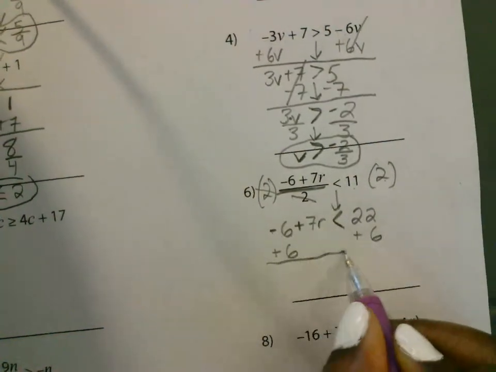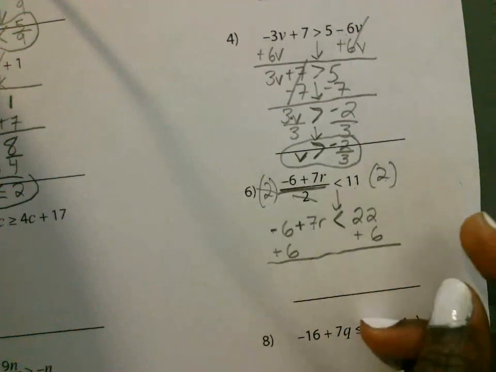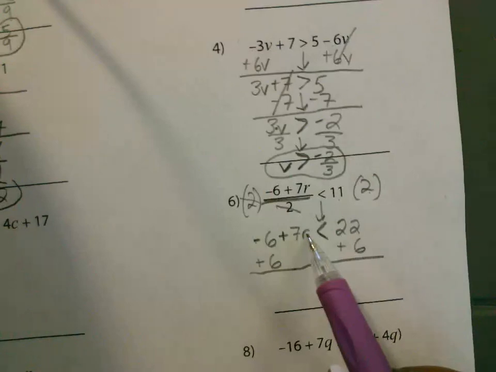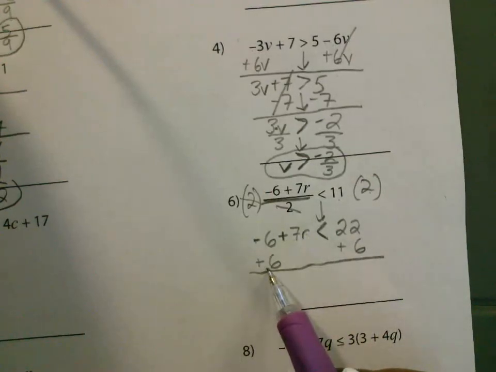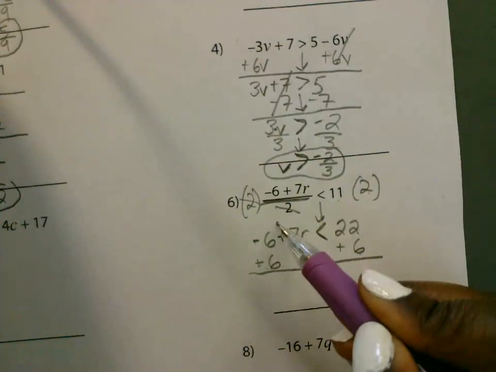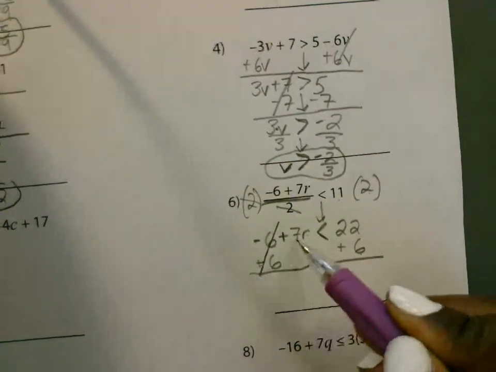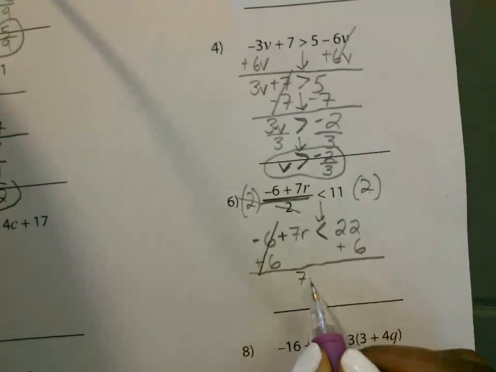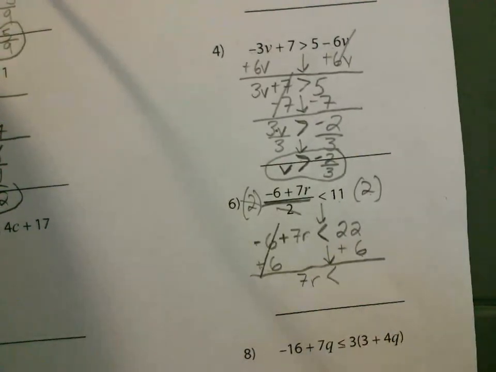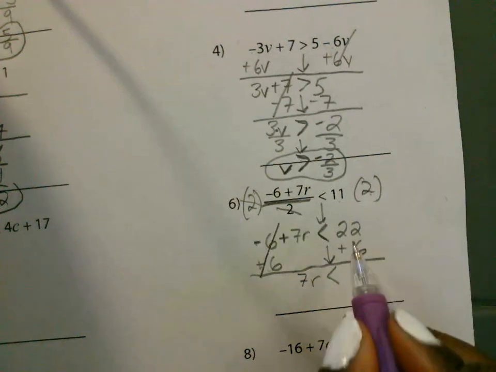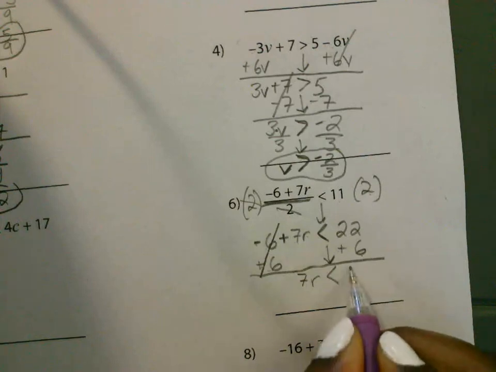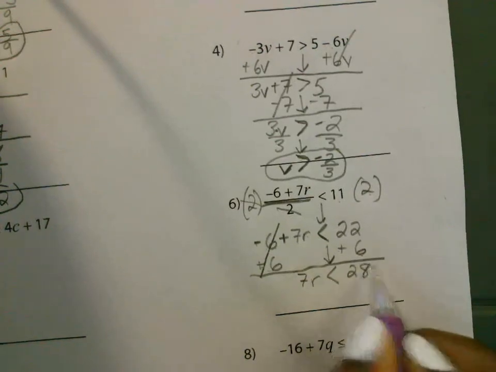We use the inverse operation to remove numbers or terms. We're isolating r. So we got rid of the 6 first by adding 6 on both sides. -6 plus 6 is 0. And we're left with the 7r. Bring down the inequality just like we would an equal sign. What is 22 plus 6? This is 28.